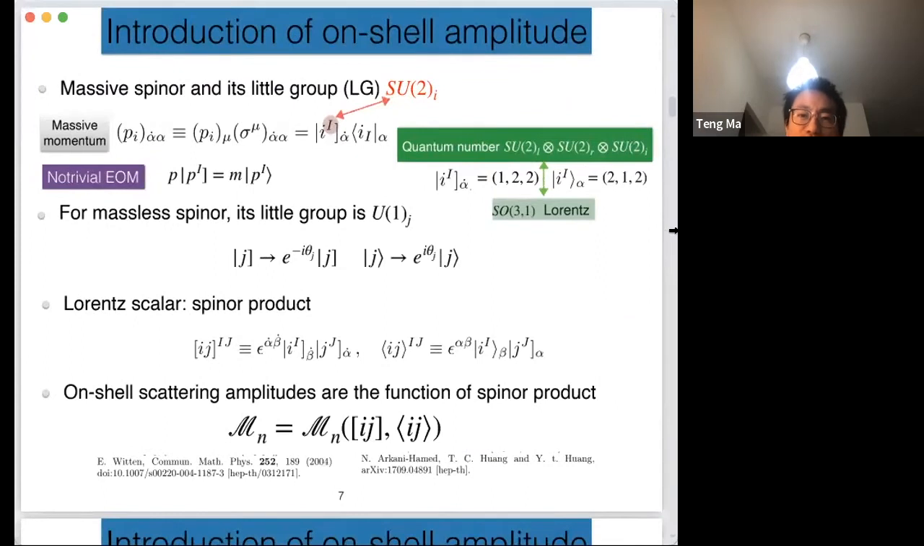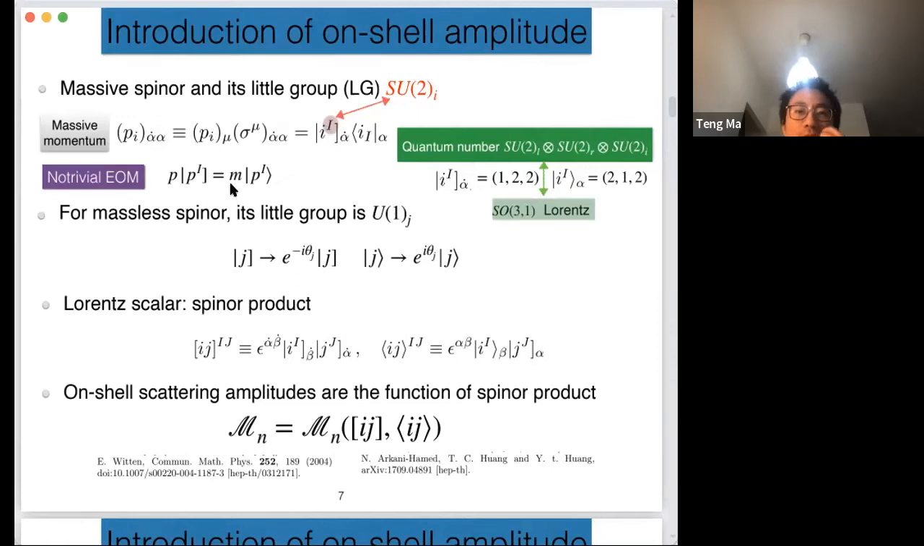Next, I briefly introduce the on-shell scattering amplitude. In this theory, the on-shell scattering amplitudes are functions of the Lorentz spinors. These spinors are decomposed from the momentum matrix, P mu dot sigma mu, where sigma mu is 1 plus the Pauli matrices. The square spinor is right-handed, the angle spinor is left-handed. If the momentum p_i is massive, its little group is a non-abelian SU(2)_i group. And the massive spinors are SU(2)_i doublets. This capital I is the doublet little group index.